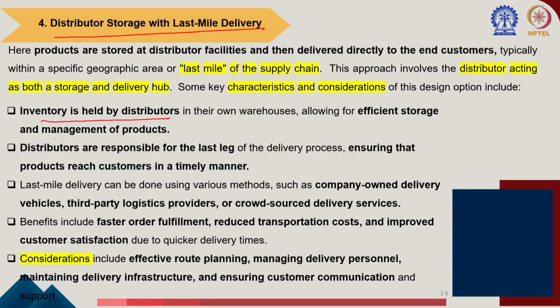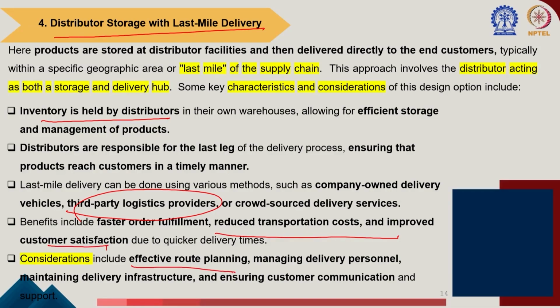It is up to the distributor whether they go for their own distribution network for last mile delivery, or take the services of a third-party logistics provider, right. So in that way faster order fulfillment will be there, because you are placing the order online maybe, and then the order will be processed not from the manufacturer, but from the local distributor, right. And reduced transportation cost, because the outbound logistics distance has been reduced, response time will be lesser, and customer satisfaction will be there. So here what decisions do we need to take?